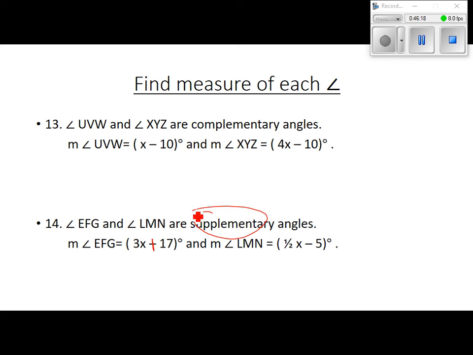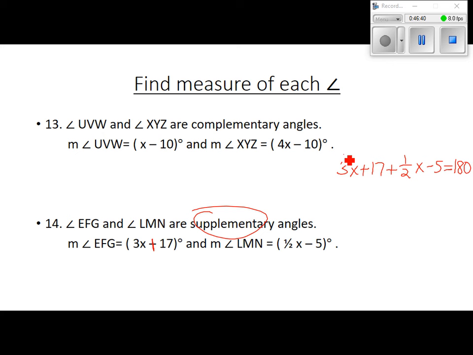Again, these are supplementary, so they should add up to 180. So 3x plus 17, not minus 17, plus 1/2 x minus 5 equals 180. So I need to make sure I go back and fix that on my PowerPoint because I wrote it down wrong from the book. Make sure you don't make that mistake.